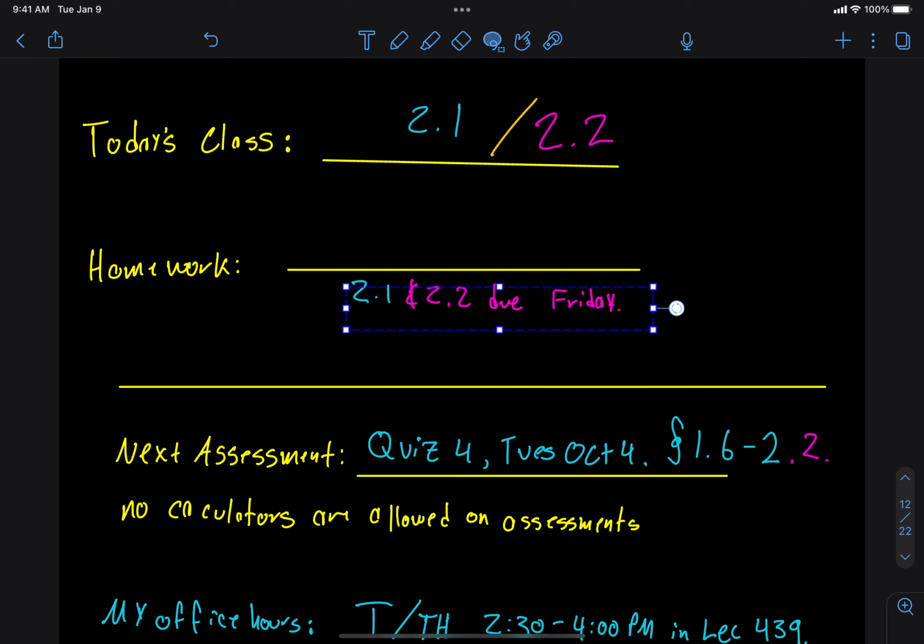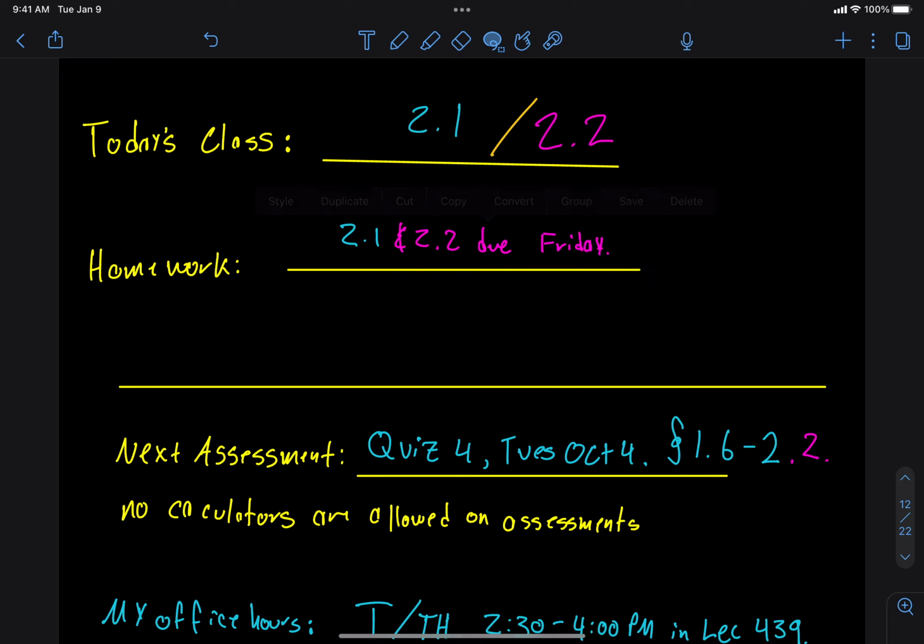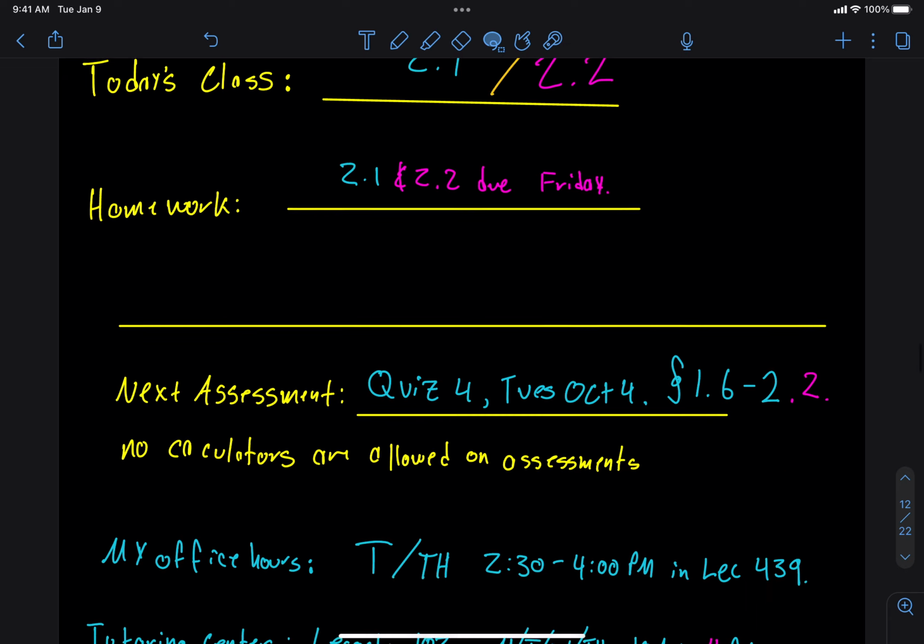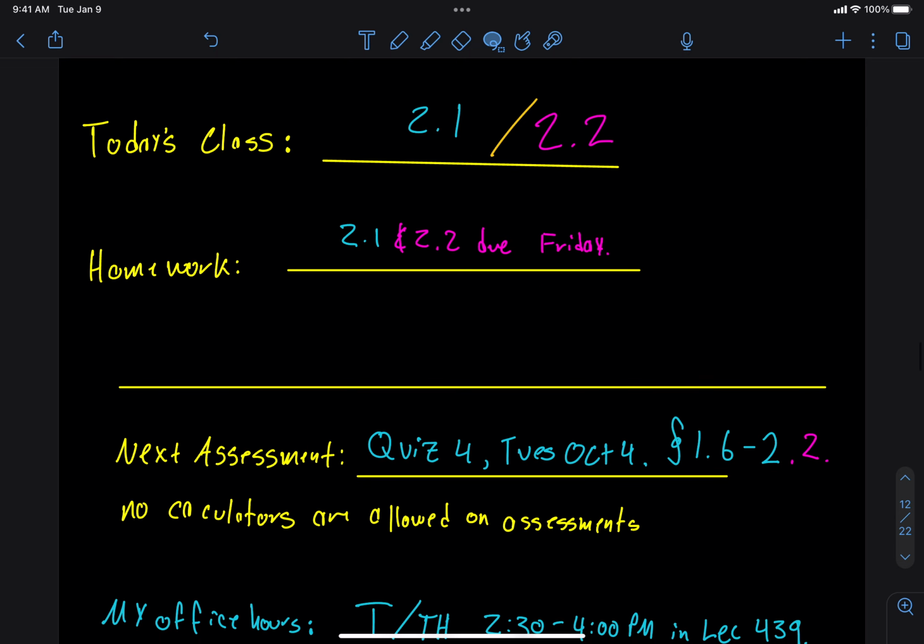So homework 2.1 and 2.2 are going to be due on Friday. And when is your next quiz going to be? Your next quiz is going to be on this coming Tuesday, so a week from yesterday. And that quiz will be covering sections 1.6 to 2.2. So it covers the homeworks up to and including what is due on Friday. So that will be the quiz that's coming next week.